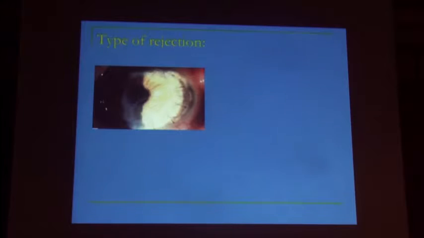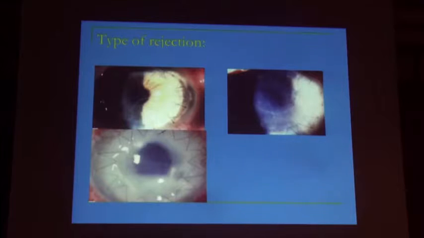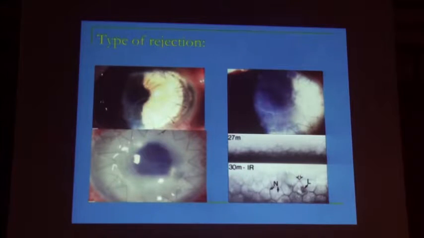What are the types of rejection? All of us know the main classical types: the epithelial one, the stromal, and the endothelial with the Khodadoust line. But there is also another one, subclinical rejection. With time, you will notice in this picture the endothelial cell count after 27 months of transplantation. After 30 months, there is an increase in the size of the endothelial cells and a decrease in their number, with infiltration with lymphocytes and neutrophils in this picture. So the clarity will decrease, the haze will increase in the graft, and the thickness will increase with time. This is called subclinical rejection.